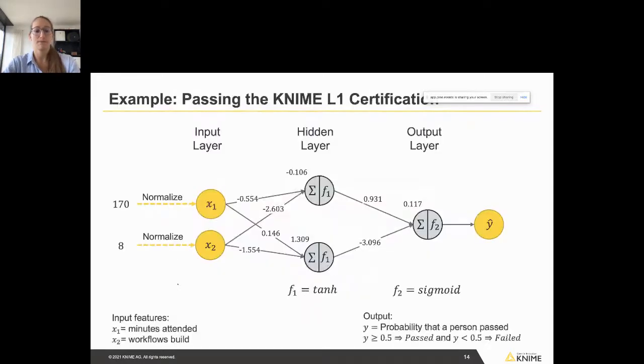And if now our network is trained, so we have a good set of weights, and our data scientist uses this network with the trained weights, and inputs again how many minutes he attended the course and how many workflows he built in the past. And the network uses these weights now with these inputs. Then we actually get a probability of 96% that our data scientist, who attended most of the course and built some workflows in the past, is also going to pass the certification, which is also more likely.